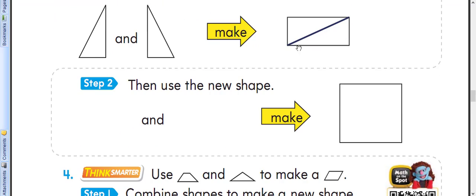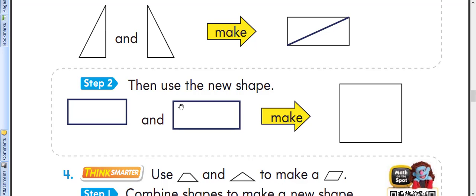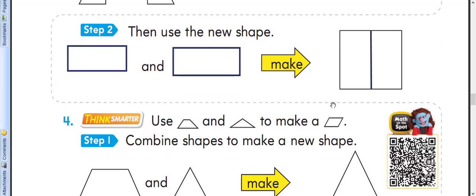Step 2, I will repeat the shape 2 times. Like this. Then I will put the 2 shapes side by side next to each other to make a large rectangle. Like this. Okay, let's go to number 4.